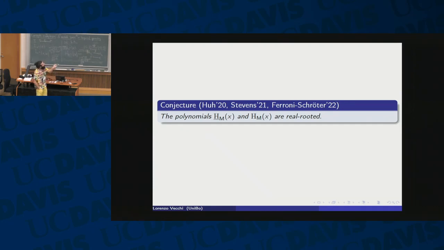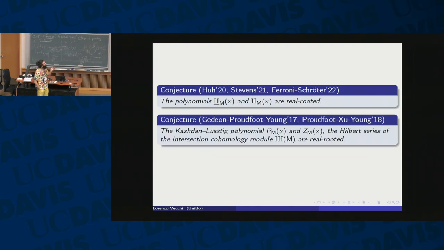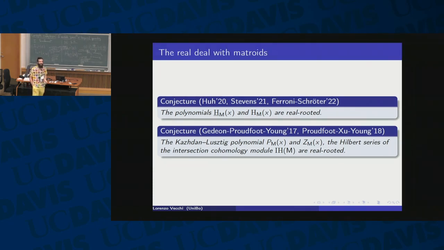The interesting thing is that we have two other polynomials in matroid theory, the Kazhdan-Lusztig polynomial and the Z-polynomial. These are also Hilbert series of different graded vector spaces associated to matroids: the so-called intersection cohomology module for the Z-polynomial, and the stalk at the empty flat for the Kazhdan-Lusztig polynomial. When Gedeon, Proudfoot, and Young, and Proudfoot, Xu, and Young introduced them, they conjectured that these are real-rooted. This collection of four real-rootedness conjectures is what we started to call the real deal with matroids. So this is a great audience to start spreading this name.